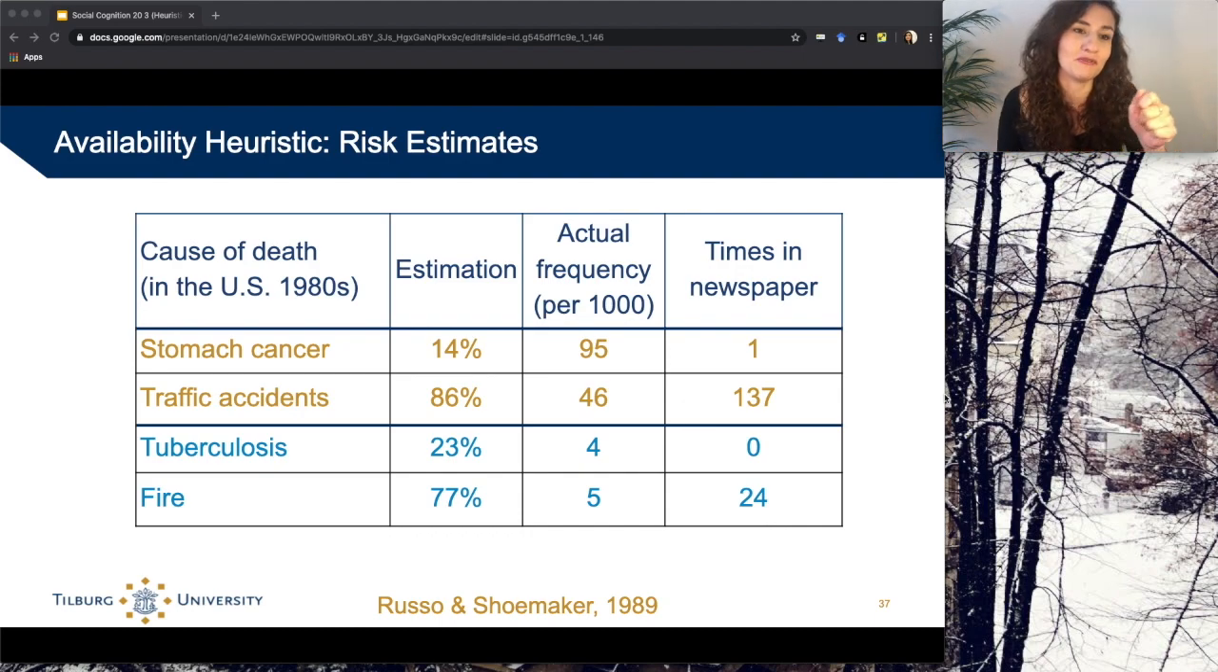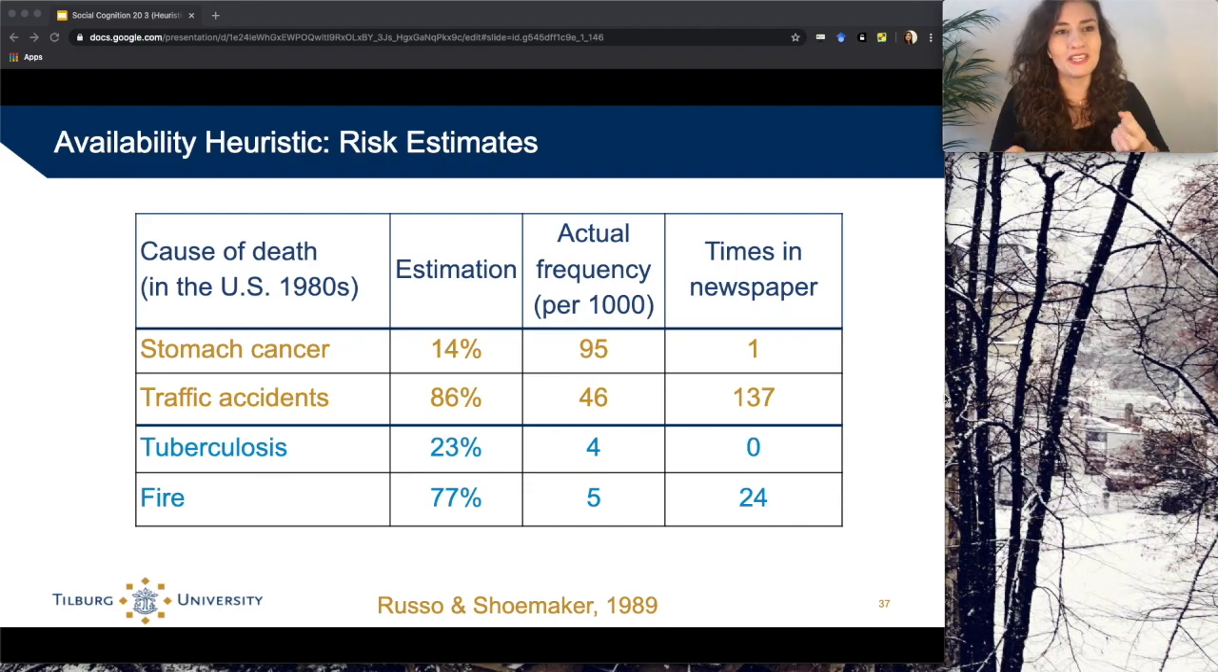And if we do that for stomach cancer versus traffic accidents, you remember that was the first comparison, more people think that traffic accidents are more likely to occur than stomach cancer, while the actual frequency is the exact opposite way around, right? Stomach cancer is the far more likely cause of death in the US in the 80s than traffic accidents. But if we take a look at how often stomach cancer and traffic accidents were featured in newspapers, you can see that stomach cancer doesn't get a lot of press, but traffic accidents do.